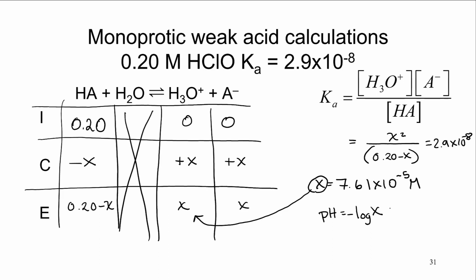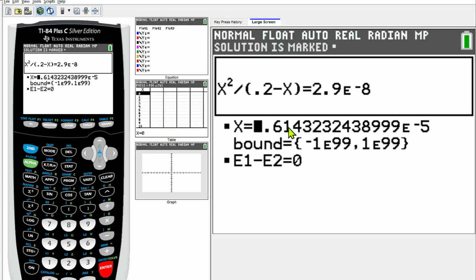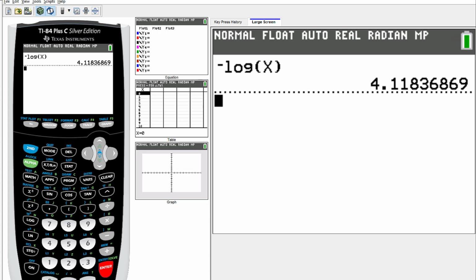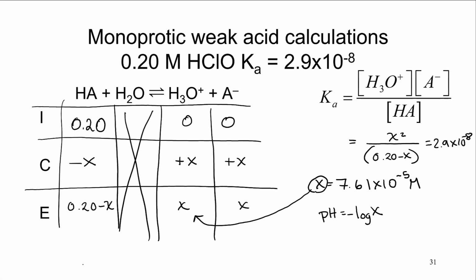So on my calculator, this is kind of one of the magical things about having this calculator. This is the value for x, right? So I'm going to quit. And then I'm going to go negative log, and then I'm just going to stick x in there because that's what I just solved for. I'll hit enter, and it's 4.12. So that's the pH of the weak acid hypochlorous acid at a concentration of 0.2 molar.